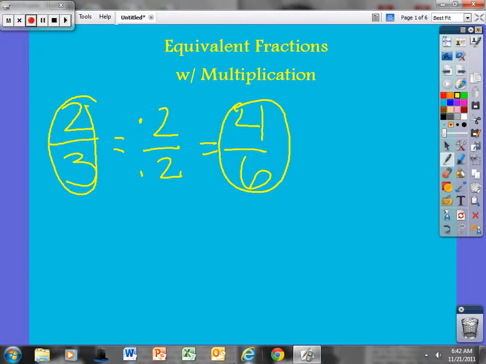4/6 can be reduced down to 2/3. 2/3 can be multiplied by 2 to give me 4/6. So these two fractions are equivalent. Remember, I just multiplied both numerator and denominator by the same value. Let's try another example.